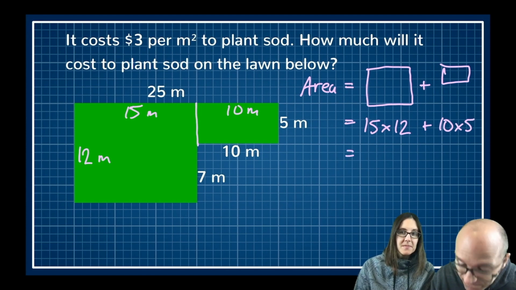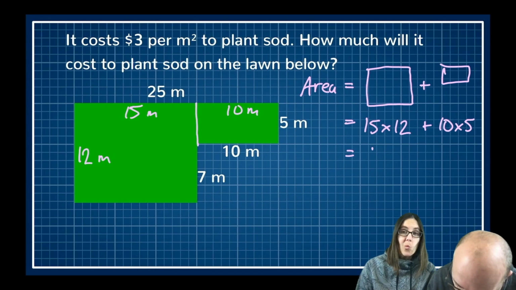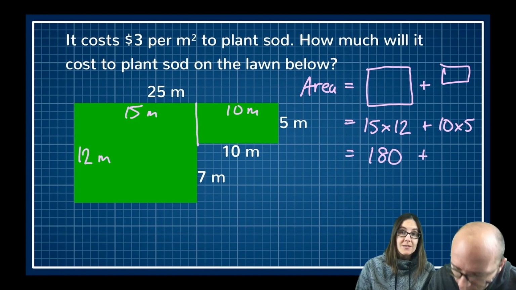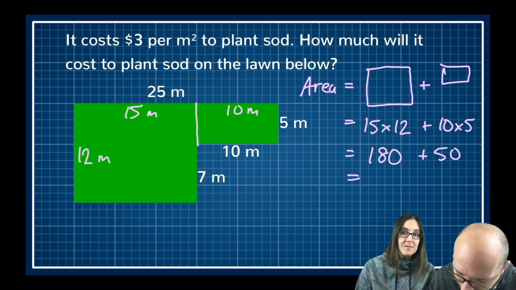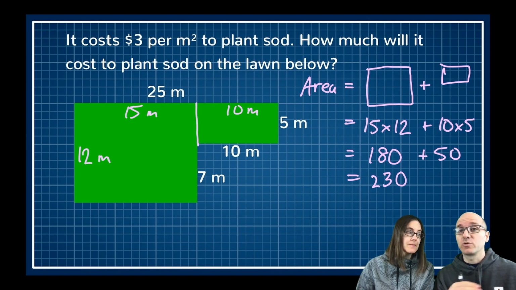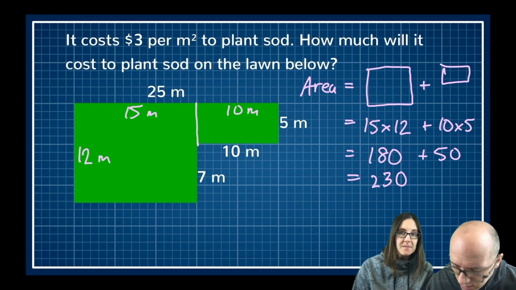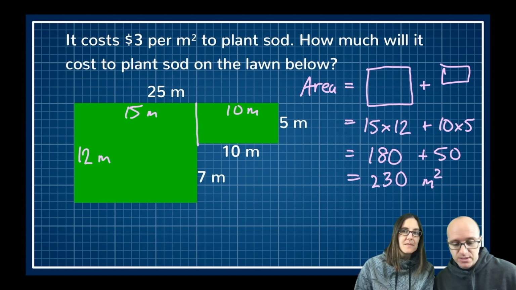All right, so 15 times 12. Well, I know 15 times 6 is 90, so I double that. I'm up to 180. Oh, that's a cool trick. All right, plus 10 times 5 is 50. So we get a grand total of 230. And what are our units on this? Meters squared. That's right, because we're multiplying meters times meters. We're going to get meters squared. So our total area will be 230 square meters, and it's going to cost $3 per square meter.